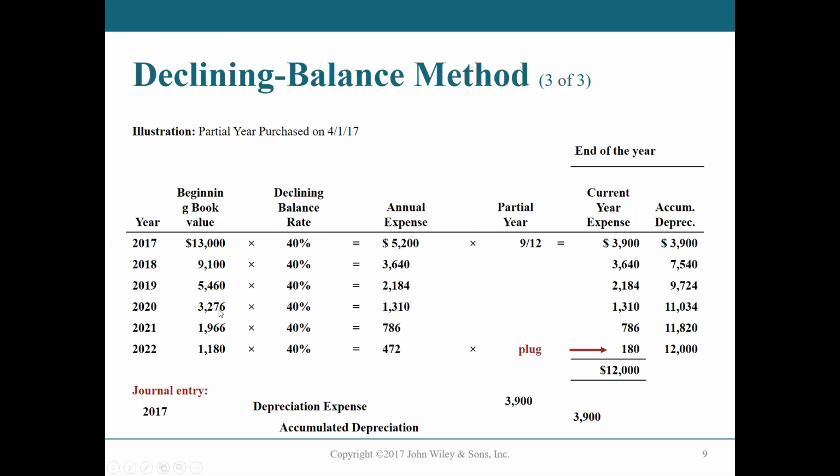Same idea. If we start in the middle of the year, or in this case, we start in April, then in that first year, we calculate the amount of expense and then just multiply it by 9/12 because that's the number of months that we'll be depreciating for that year. And then in the following years, we follow the normal procedure. And then at the end, we follow the normal procedure, which is to depreciate enough to leave us with the desired ending book value.